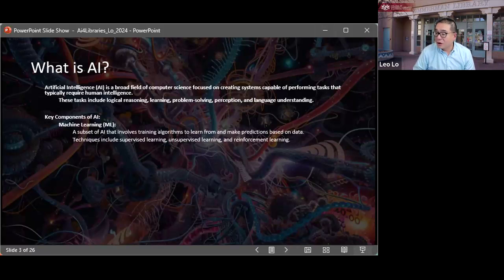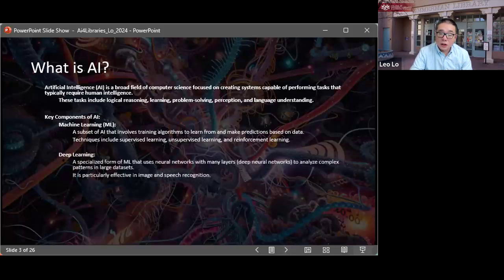You have probably heard of this term. You have probably seen this because it's really a major component of most AI. It is basically a subset of AI that involves training algorithms to learn from and make predictions based on data. There are different techniques like supervised learning, unsupervised learning, and reinforcement learning. And if you go deeper into machine learning, there's a specialized form called deep learning that uses neural networks with many layers. That kind of imitates our human brains to analyze complex patterns in large data sets.